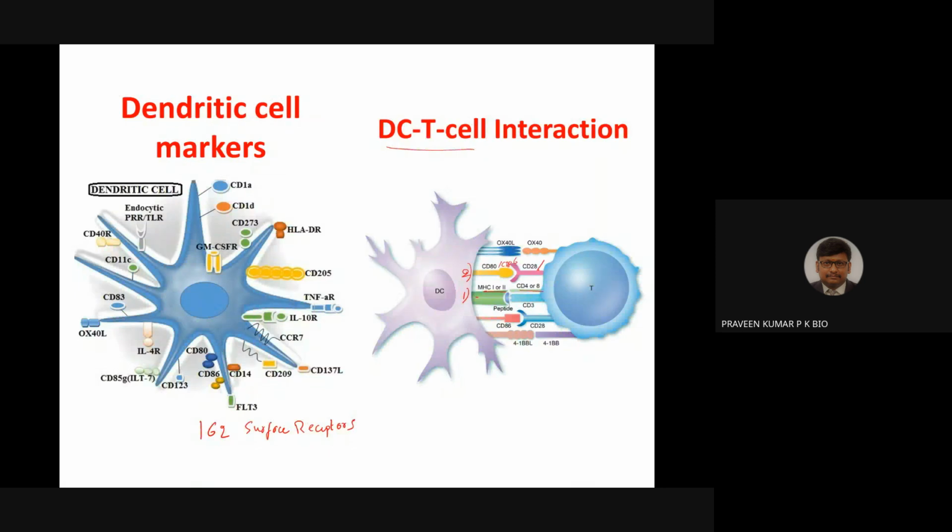If CD80 or CD86 interacts with CD28, the T cell gets activated. But if instead of CD28 it interacts with CTLA4, cytotoxic T lymphocyte antigen 4, the T cell gets inhibited. So T cell activation is helpful for treatment of cancer, and T cell inhibition can be used for the treatment of autoimmune diseases.